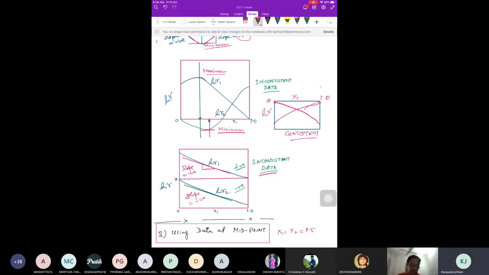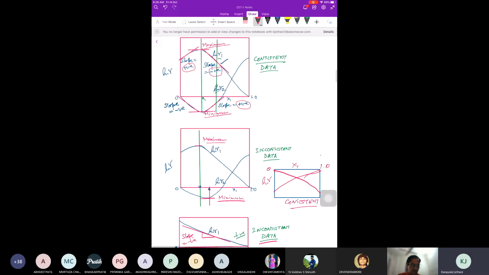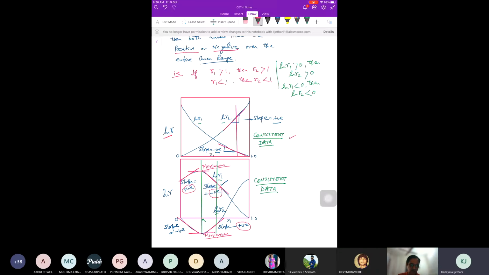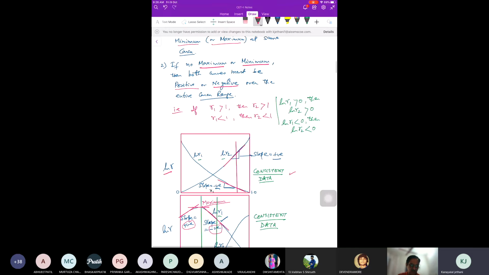Either both should be positive or both should be negative, and that's what this says. If gamma 1 is greater than 1, gamma 2 should be greater than 1. If gamma 1 is less than 1, gamma 2 should be less than 1. In other words, ln gamma 1, if it is greater than 0, then ln gamma 2 should be greater than 0. And ln gamma 1, if it is less than 0, then ln gamma 2 should be less than 0. These are all observations, they are not tests.